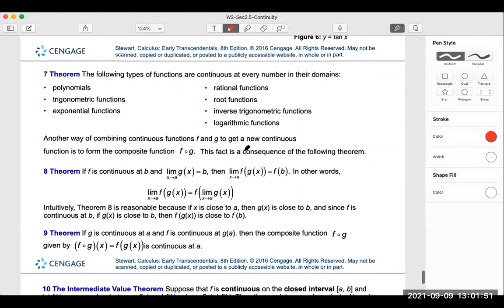Now we have this theorem, polynomials. What is a polynomial?